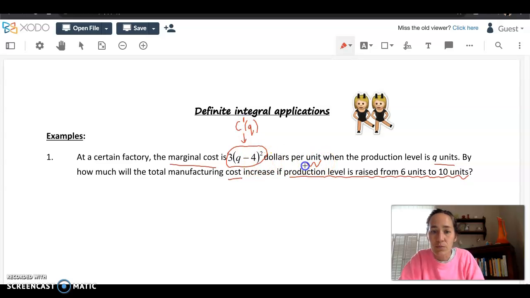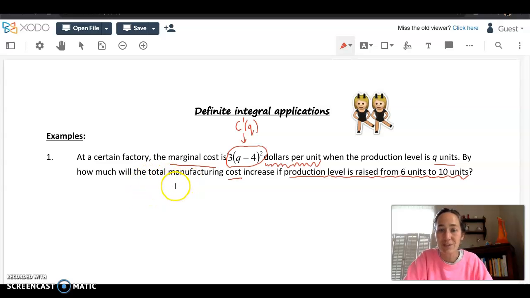What else? This is important. Dollars per unit. When you're given units that are something per something, you know that's a tip off that you're given a rate of change. Also, this thing I underlined at the end, production levels raised from 6 to 10 units. I wonder if that makes you think of a definite integral, like we're going to evaluate something from 6 to 10. And it does.